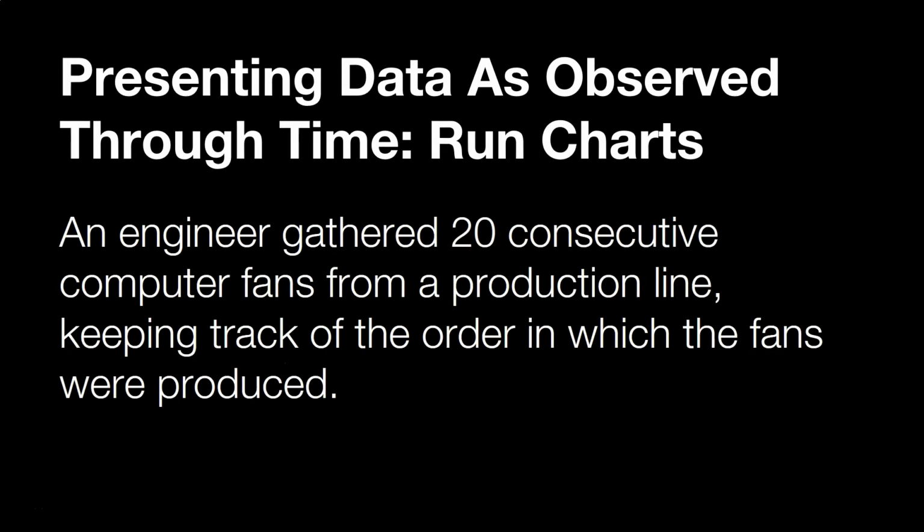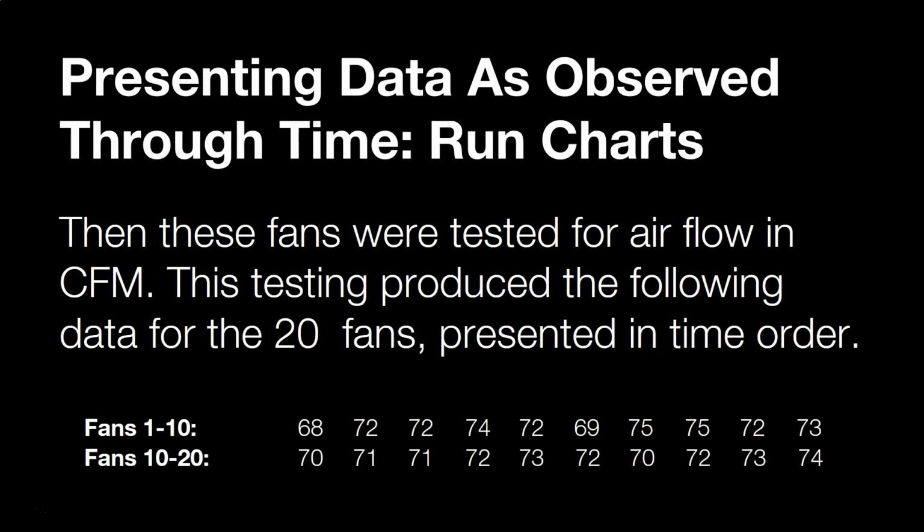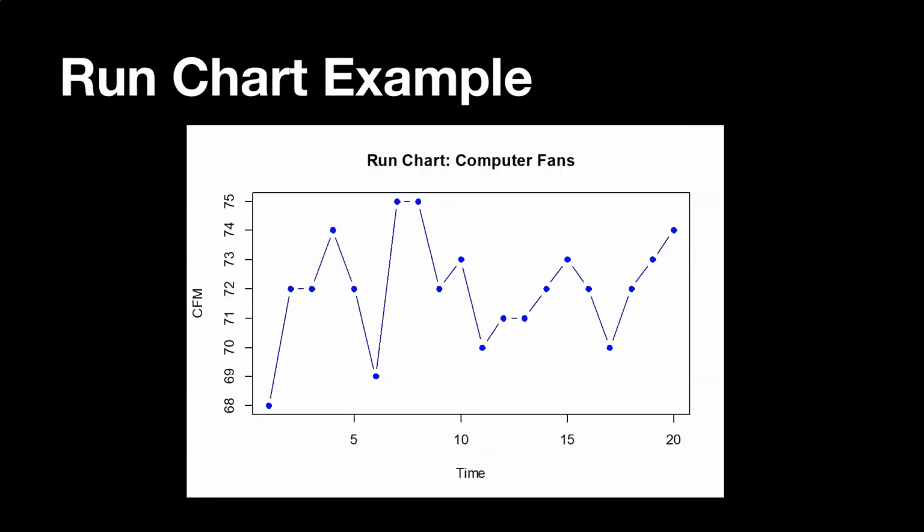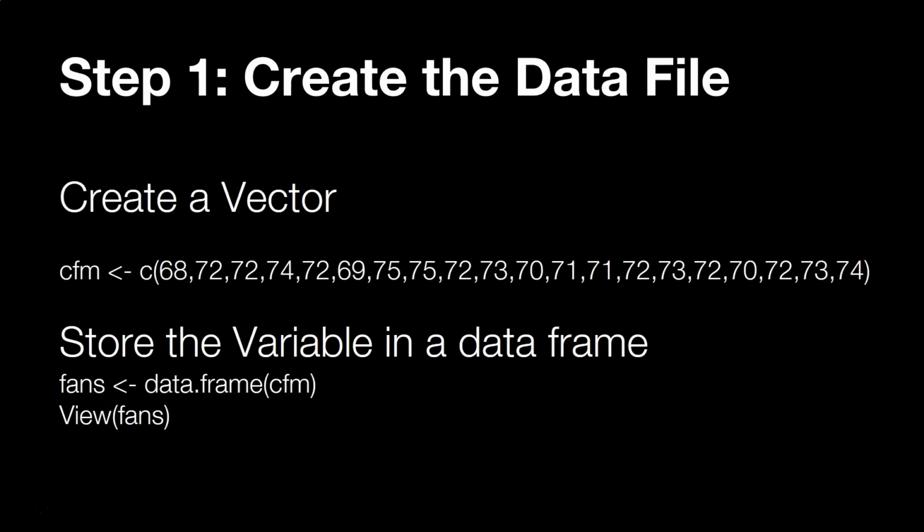We're going to look at the following data to help us create the run chart. Let's assume that an engineer gathered 20 consecutive computer fans from a production line, keeping track of the order in which the fans were produced. These fans were then tested for airflow in cubic feet per minute. This testing produced the following data for the 20 fans presented in time order. Using this data, we're going to create this run chart.